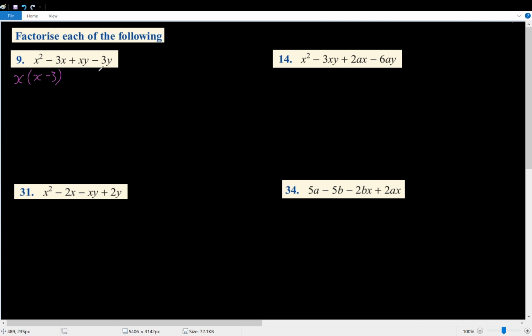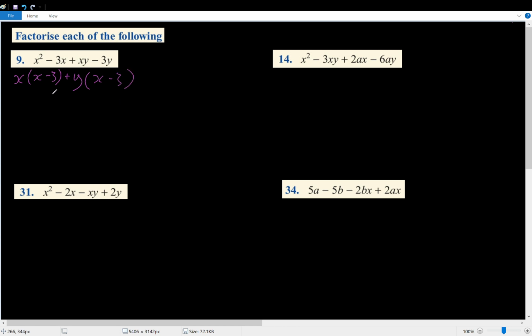Now we look to our second pairing, xy and minus 3y, and we can see that they have a highest common factor, and that is y. So we put down our highest common factor for that. We open up our brackets. And now we divide xy by y and we get x. And we divide minus 3y by y and we get minus 3.